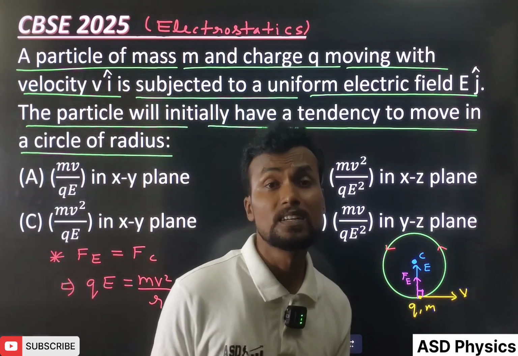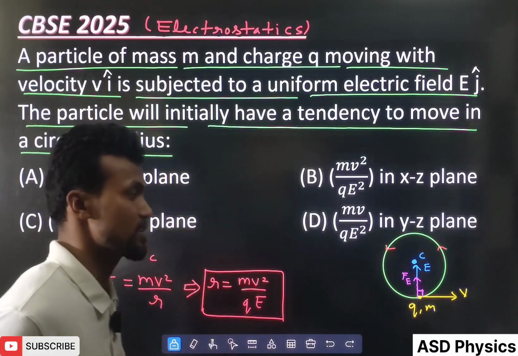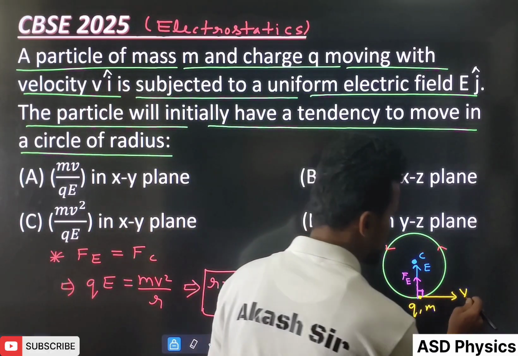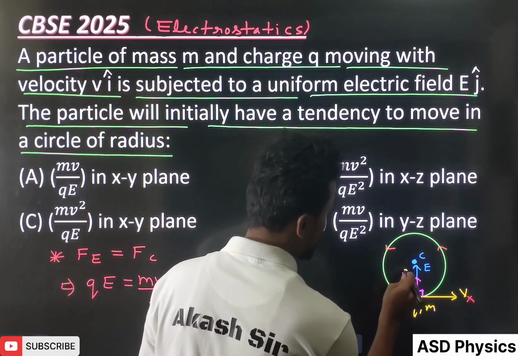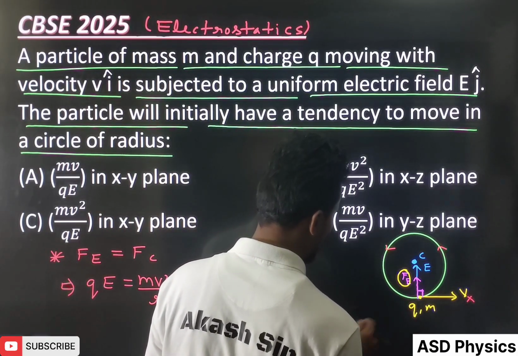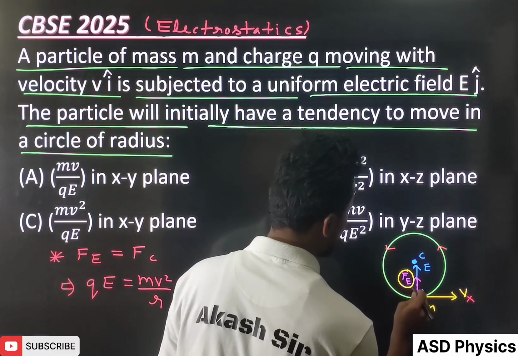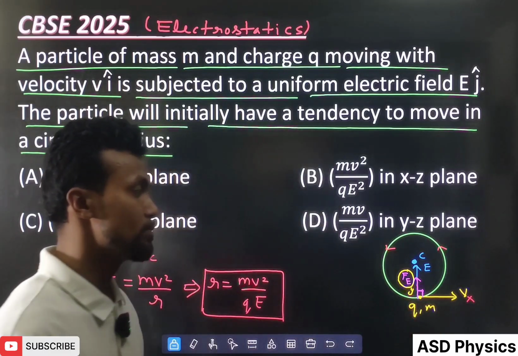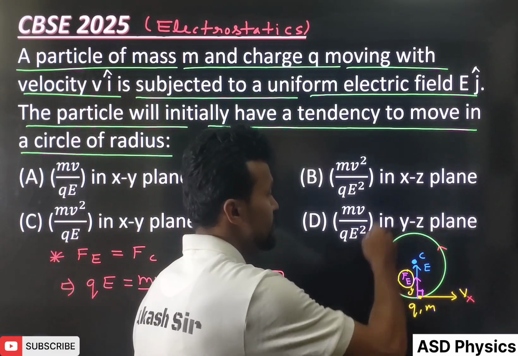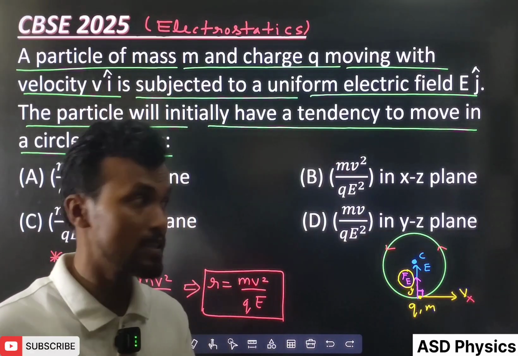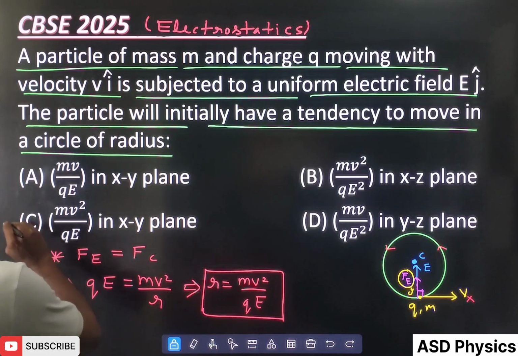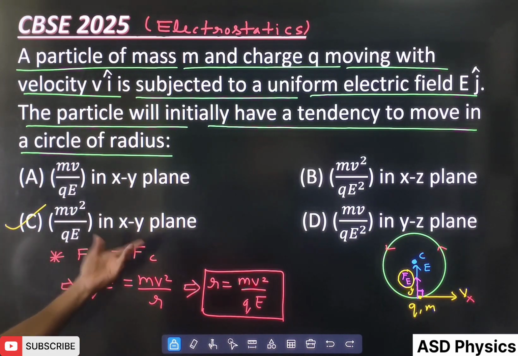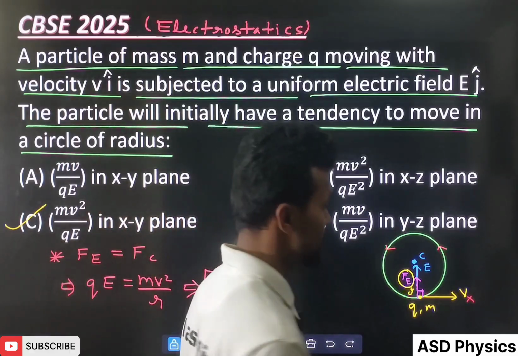But now this circle is in which plane? Because in the question they are asking. You can see very well, the velocity is along the x direction, and this electrostatic force is along the y direction. That means you can see this circle will be in which plane? In the xy plane, in the plane of velocity and the electrostatic force. So what is the correct option? Option C is the answer, mv square by qE, in the xy plane. A single question from electrostatics they have asked.